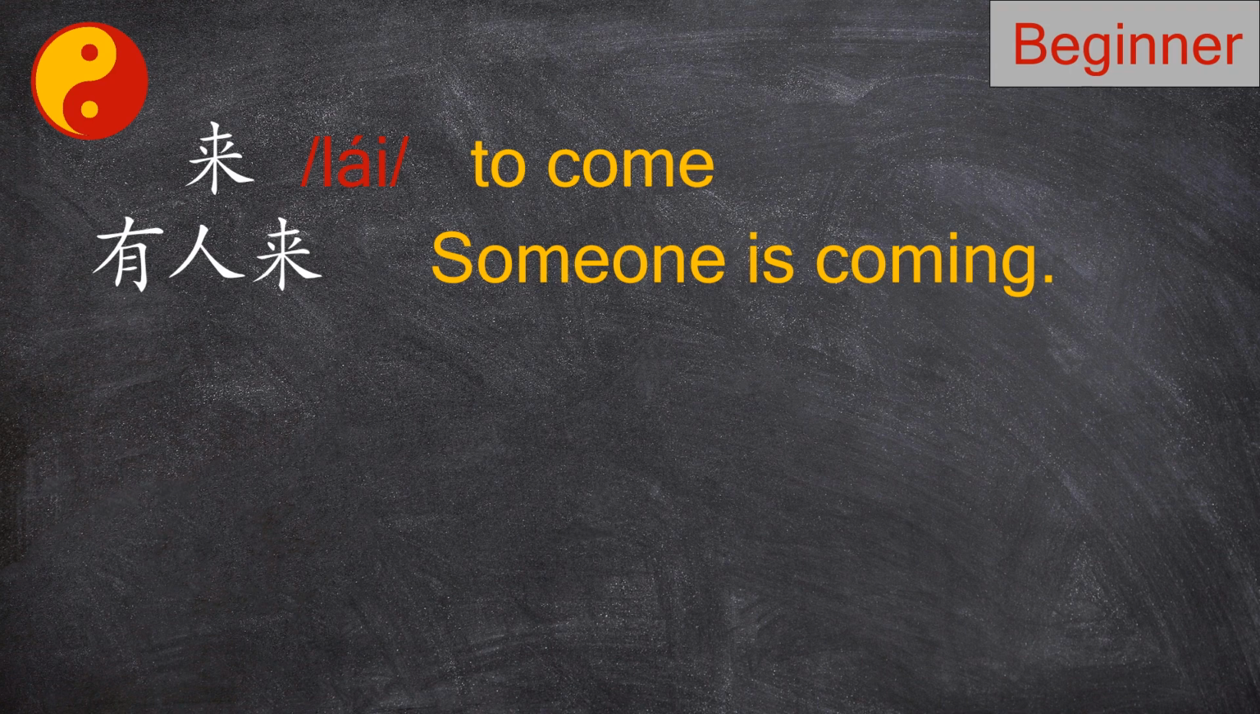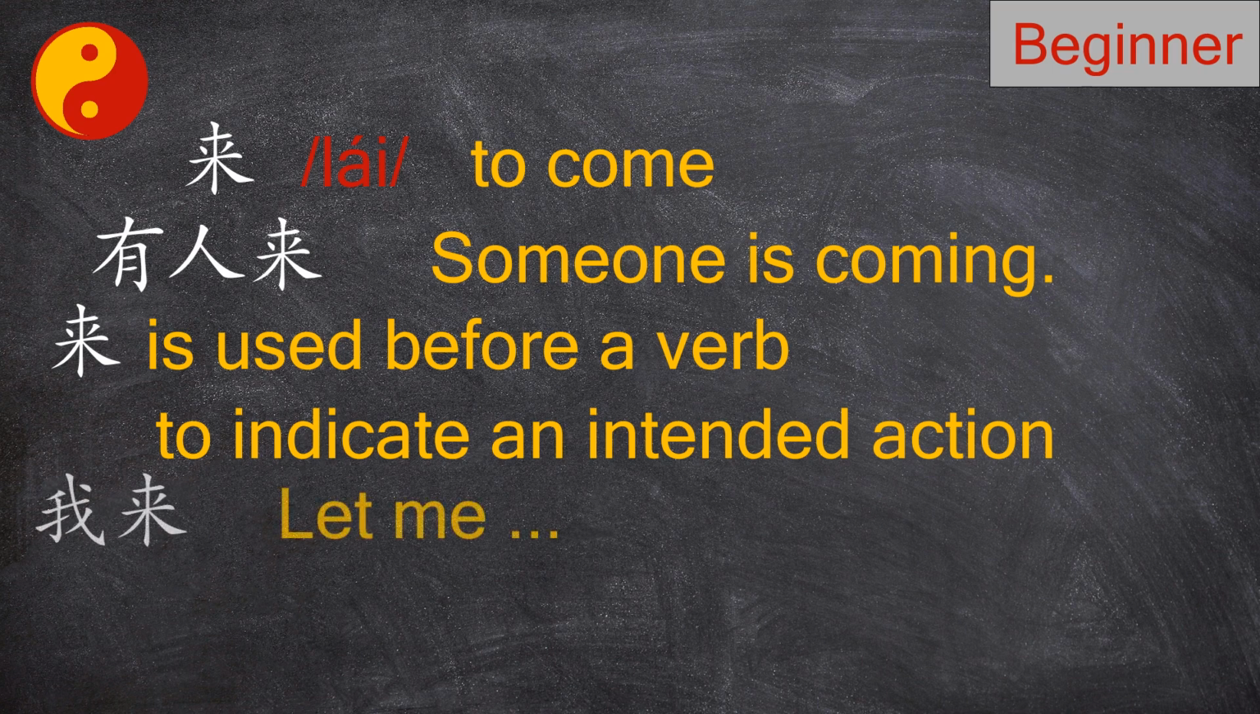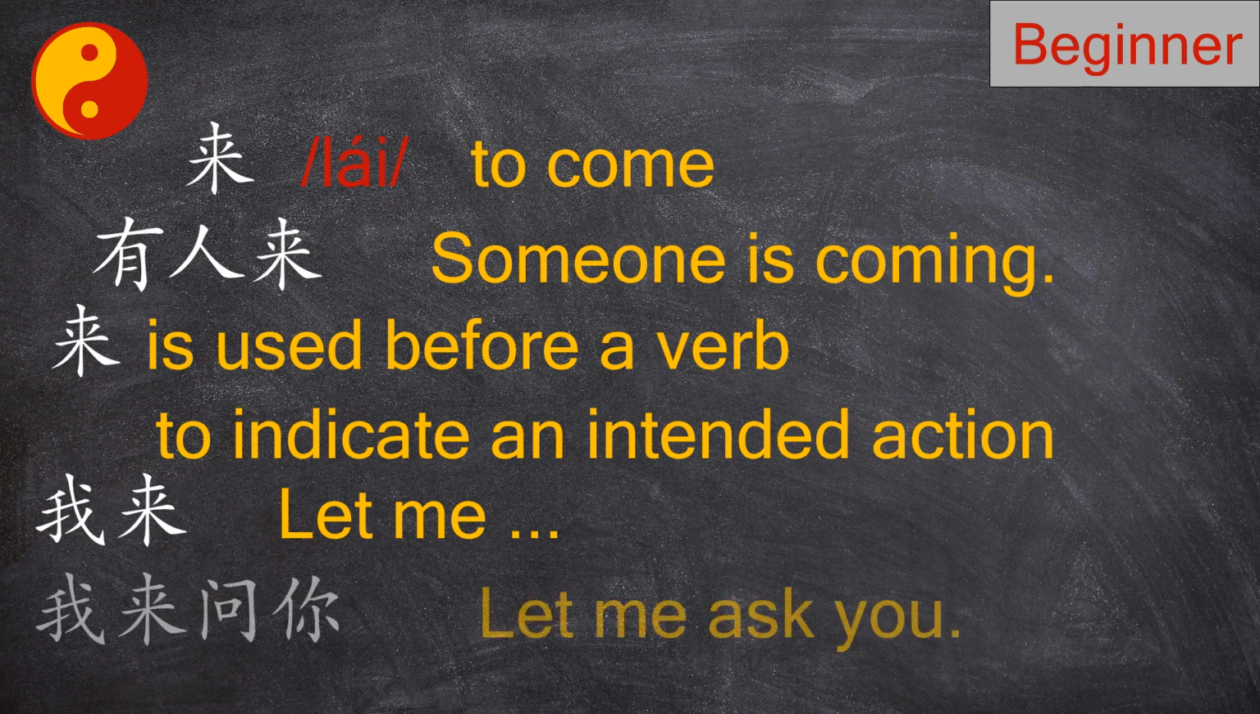Lai means come. Like 有人来, someone is coming. In this video, we will teach you another meaning of the word lai. Lai is used before a verb to indicate an intended action. The phrase 我来 is often translated as let me do something. As an example, 我来问你 means let me ask you, or I'm going to ask you.